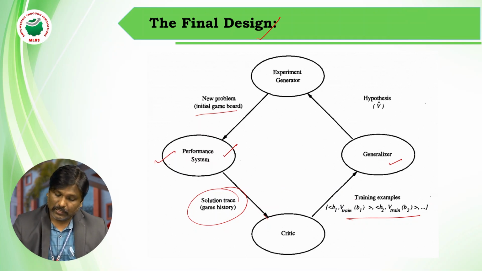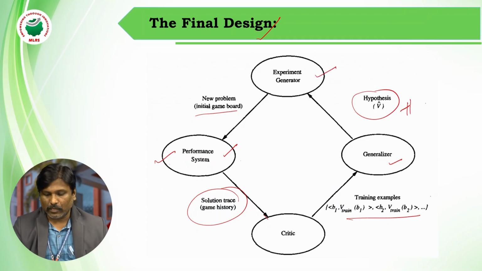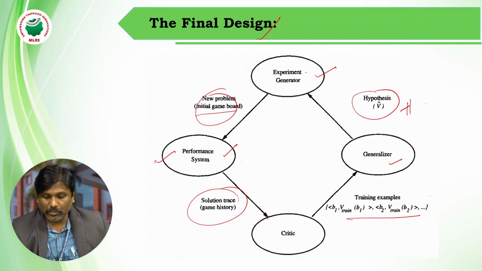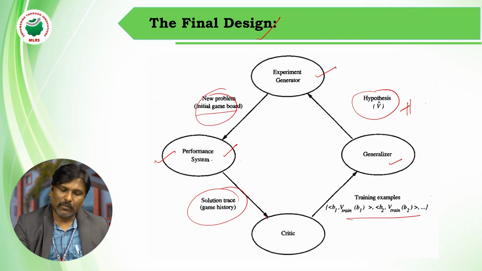Whenever this generalizer takes the training examples, it uses the hypothesis, and that goes to the experiment generator. Whenever the experiment generator is provided with these different types of hypotheses, H1, H2, all subsets of H, it can generate a new problem. That newly generated problem is to be performed by my performance system. That is the final design.